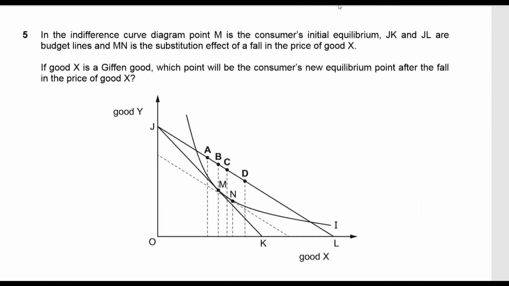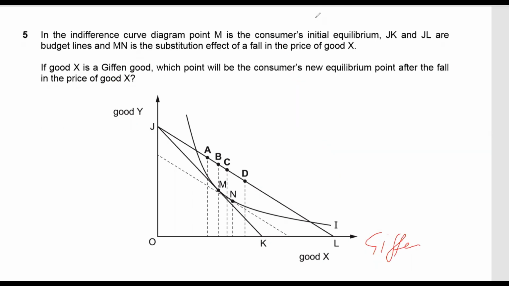Okay, now coming to question number 5. In the indifference curve diagram, point M is the consumer's initial consumer equilibrium. JK and JL are budget lines, and MN is the substitution effect of a fall in price of good X. Good X is a given good, basically a worst quality, very poor quality product, and consumers purchase them when their purchasing power is very low. Which point will be the consumer's new equilibrium point after the fall in price of X?